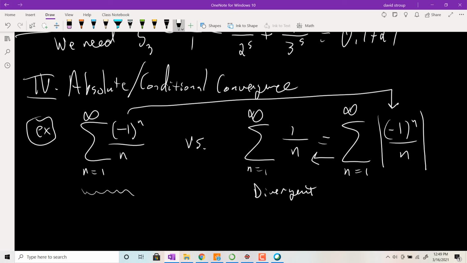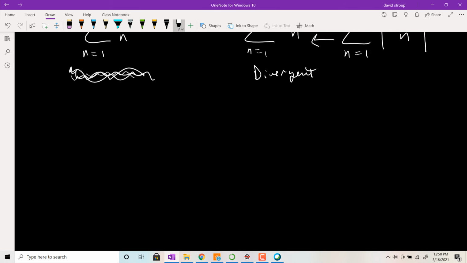It turns out if this first part, the absolute value, I'm going to make this more clear in a second, if this first part with absolute value was convergent, it'd be called absolutely convergent. If this part is divergent, but this part over here is convergent, it's called conditional convergence. Okay. So what was that again?